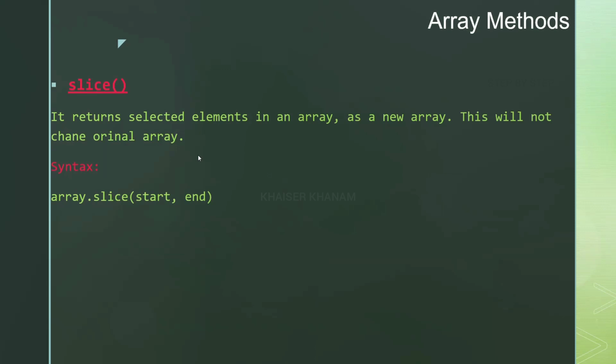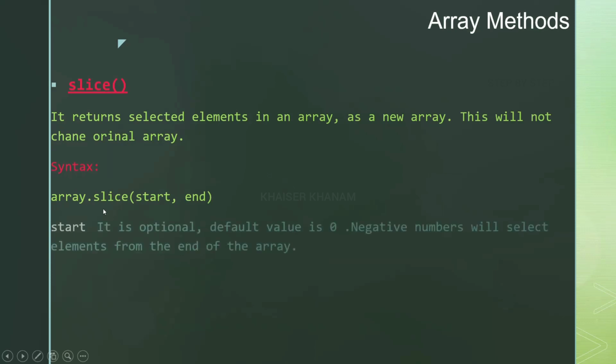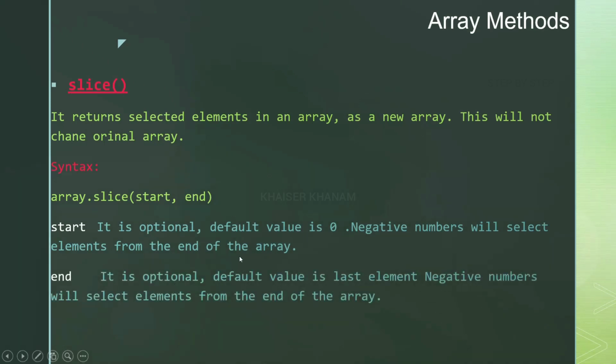And this will be the syntax of that. We have to give start and end position, and we will be writing array.slice. Inside that we will be passing the positions. Start is optional and end is also optional. By default, the start value is 0, and as we have seen, negative numbers will start from the end. The default end value will be the last element, and for this also negative numbers will start from the last.